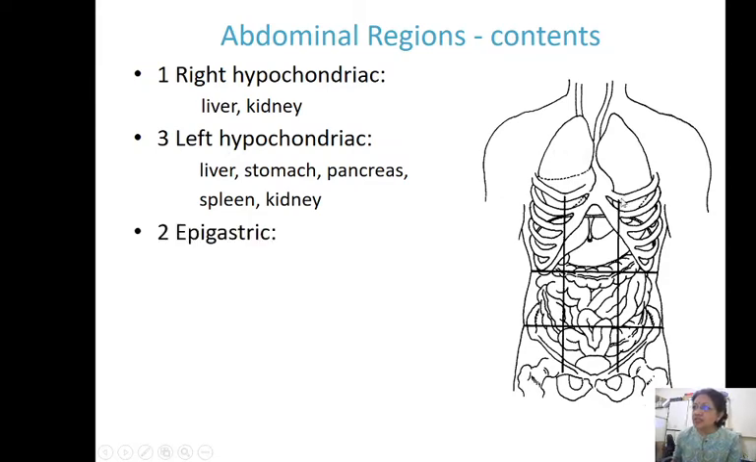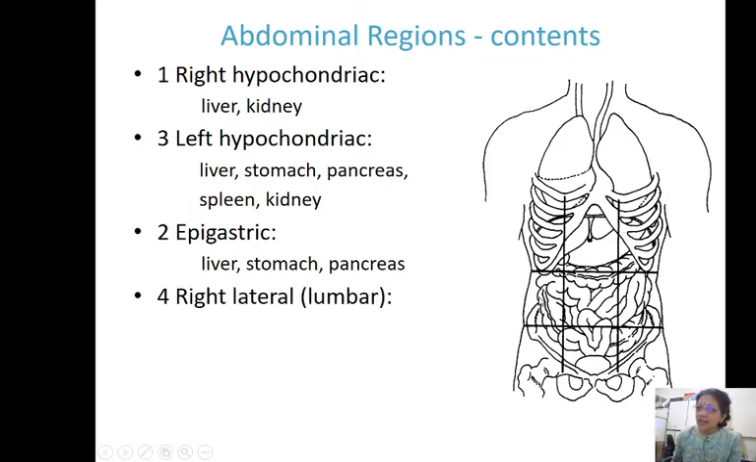The epigastric region seems to be quite big. This one has a diaphragm in the artificial plane, transparent. It contains the liver, it contains the stomach, and it contains, like I said, behind the stomach, the body of the pancreas. The body is here, the tail of the pancreas is in the hypochondria.